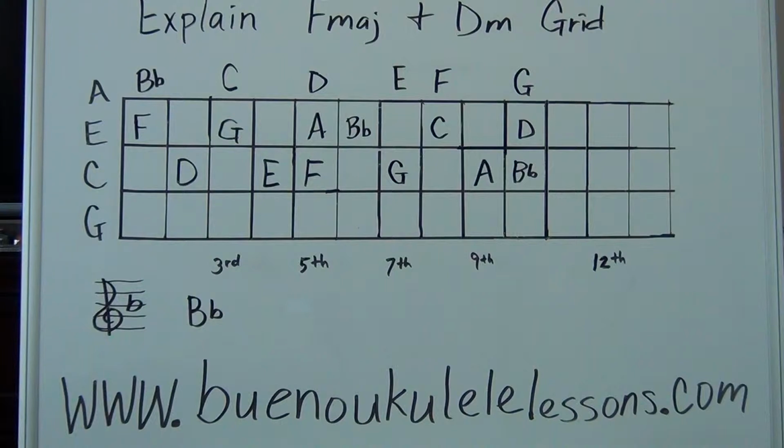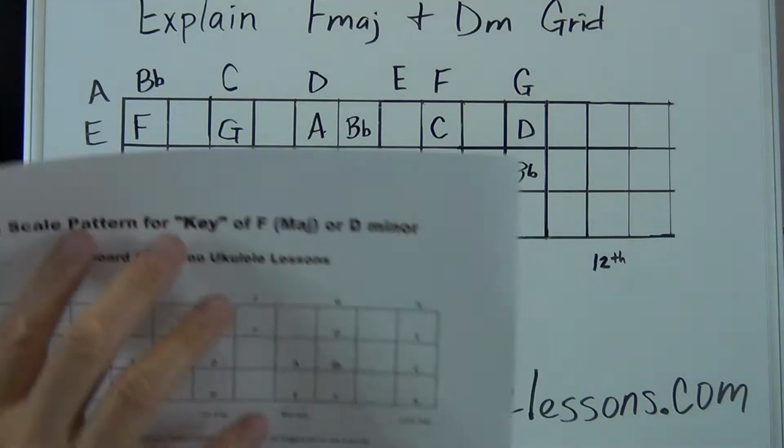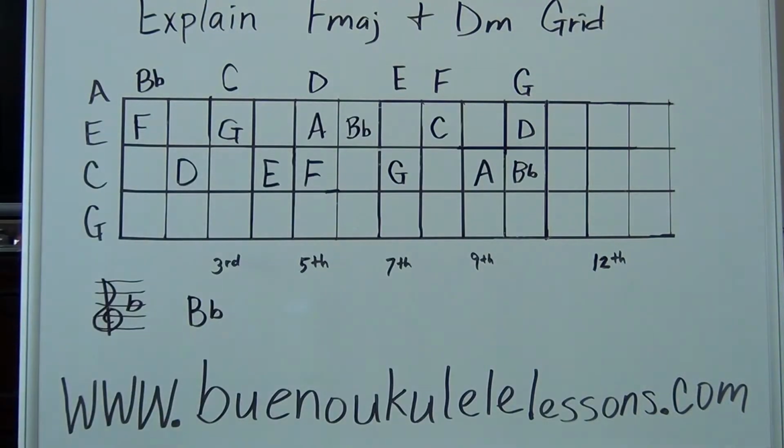Okay, so we're in the key of F major or D minor, however you want to call it, but for explanation purposes, I'm just going to talk about the key of F major, but you know what I'm talking about. So in the key of F major, this is the grid on the ukulele that has all the notes. So in other words, you're looking at this. This is just an example, but this is all your notes on the fretboard.